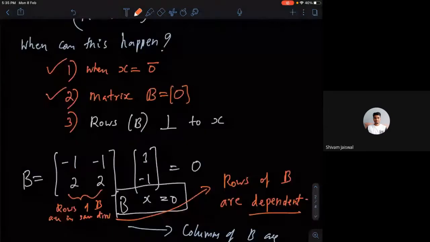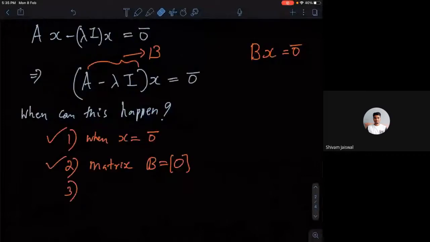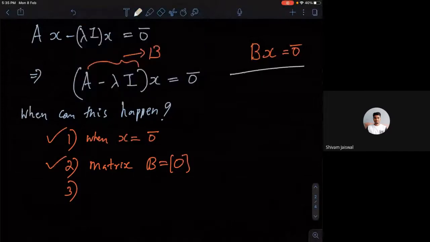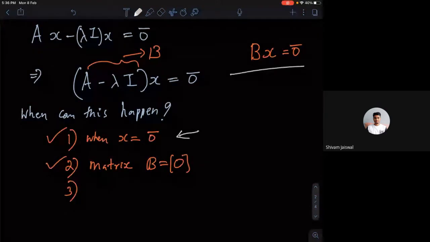Now you should tell me the answer. So we are back again to this question: when is Bx equal to 0? We have already taken care of the first case, where x is the 0 vector. What is next? What can be the other reason when Bx equal to 0 can occur?